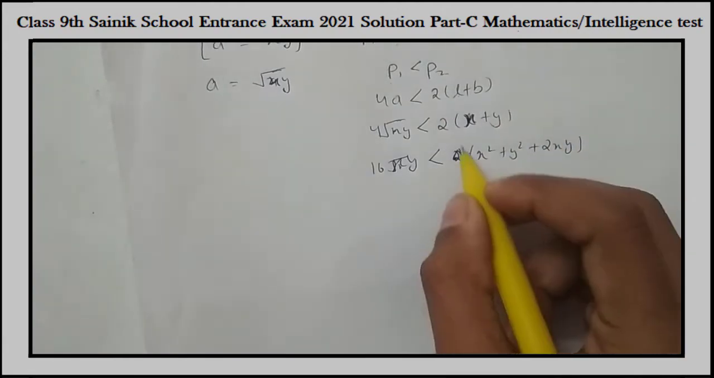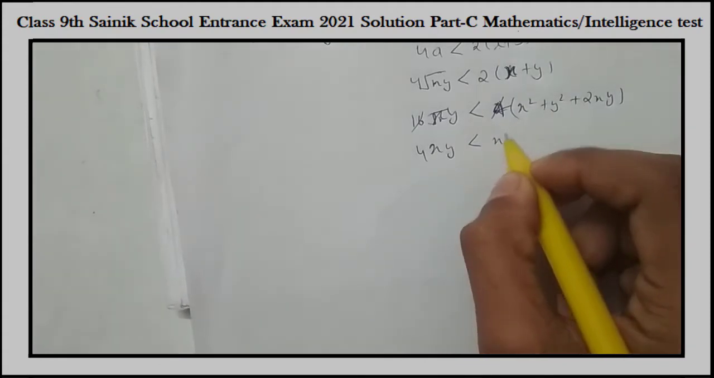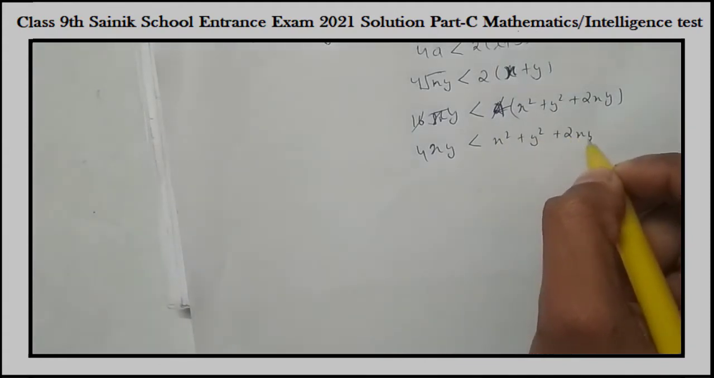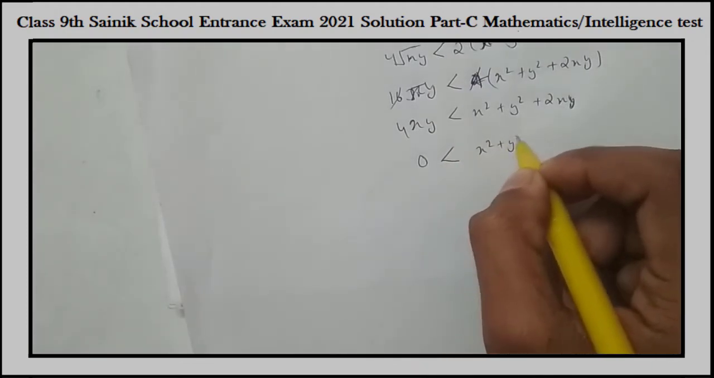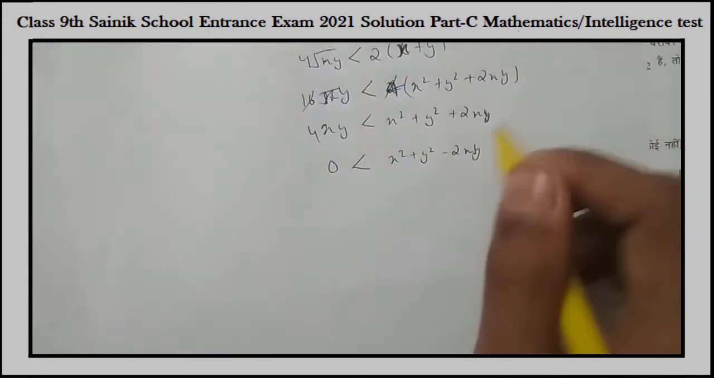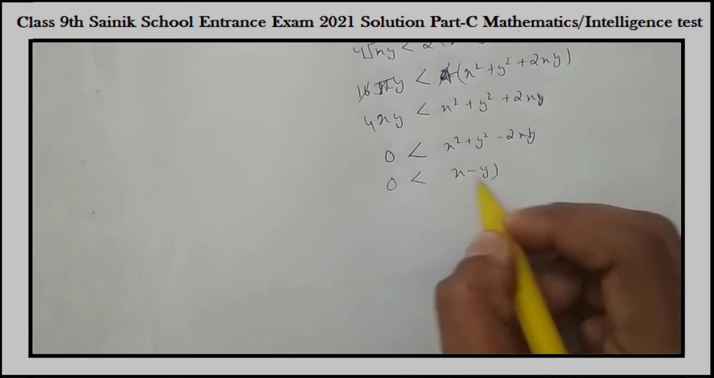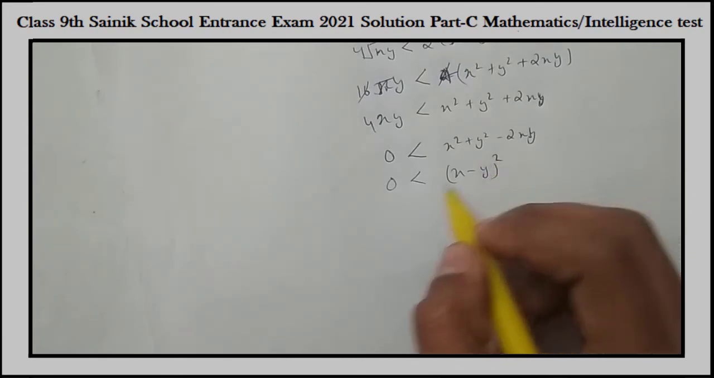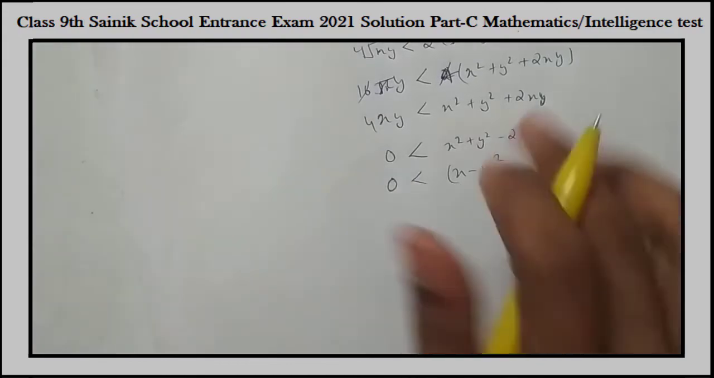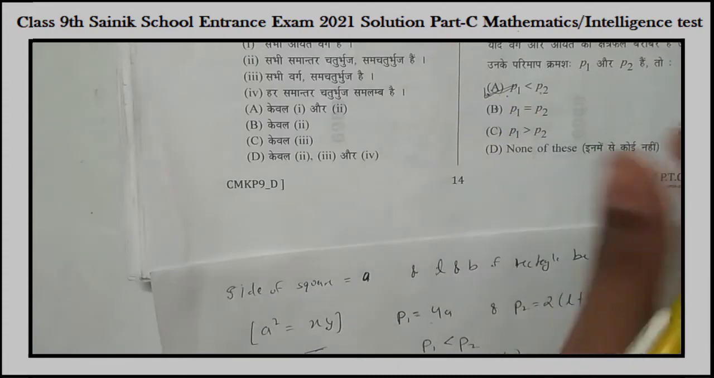This will become cancelled. So 4xy is less than x square plus y square plus 2xy. Then 0 is less than x square plus y square minus 2xy, so 0 is less than (x minus y) raised to the power 2. For every value of x and y, if we take the difference and raise it to the power 2, this will always be greater than 0. So we can say that this is the right one, not none of these. So this is the right one.